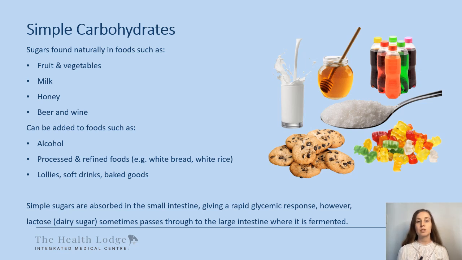Simple sugars can also be found in refined foods such as white bread and white rice, because the fibre has been removed, making them more quick acting in terms of stimulating that glycemic response. So overall, simple sugars are absorbed in the small intestine and they will give a rapid glycemic response. They will spike that blood sugar and give you that quick energy hit.